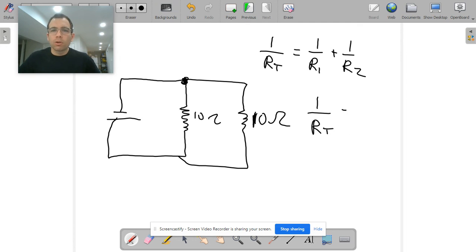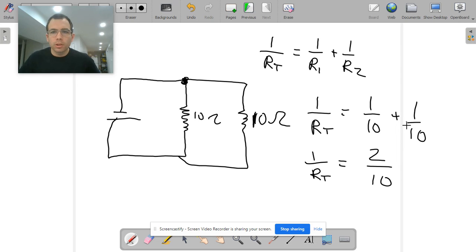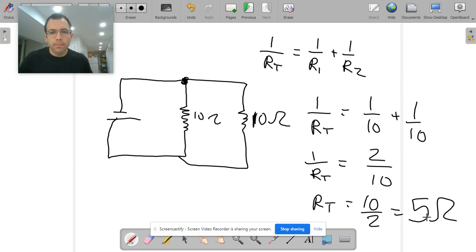Let's see. 1 over RT is equal to 1 over 10 plus 1 over 10. 1 over RT is equal to 2 over 10, because 1 plus 1 is 2, still over 10. Now, 2 over 10 is not the answer of 5 that I said, but this is 1 over RT. So what we have to do from here is we have to flip both sides. So we're going to get RT is equal to 10 over 2, which is equal to 5 ohms as expected.